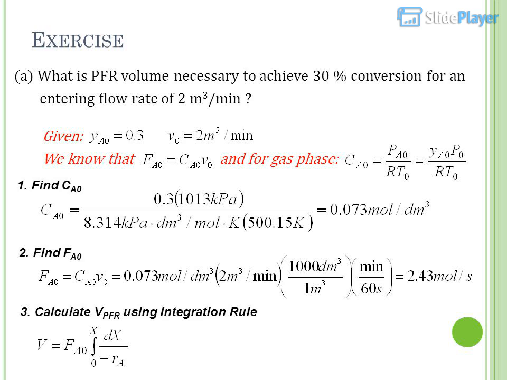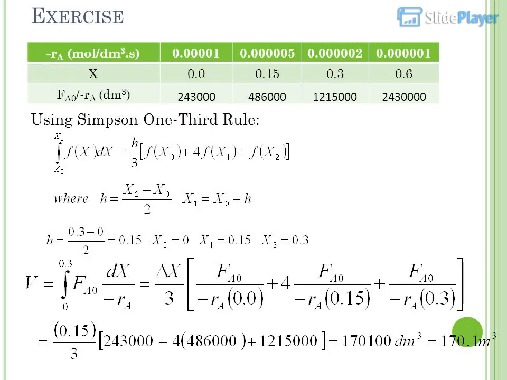We know that for gas phase: 1. Find CA0. 2. Find FA0. 3. Calculate V_PFR using an integration rule. Exercise using Simpson's 1/3 rule.